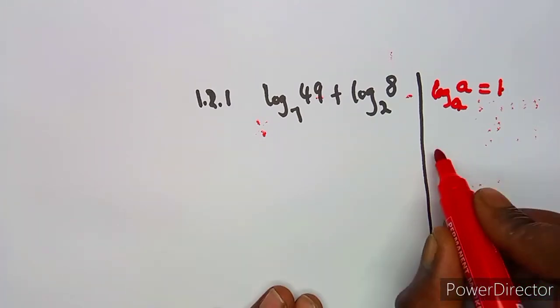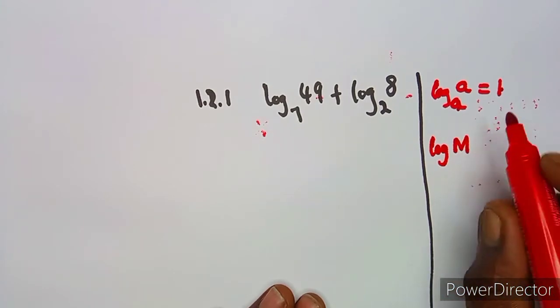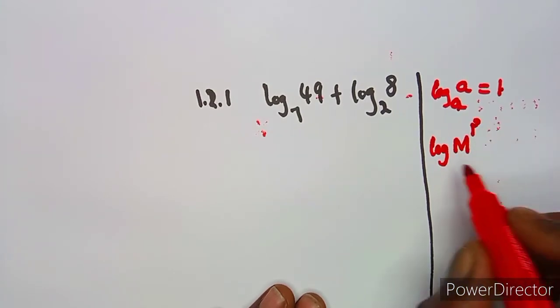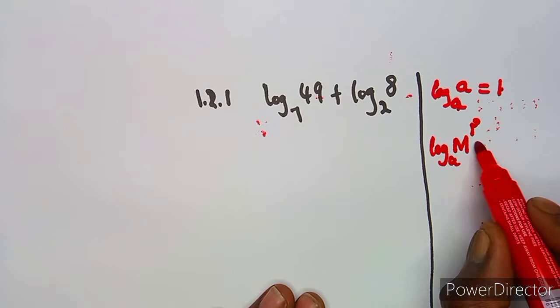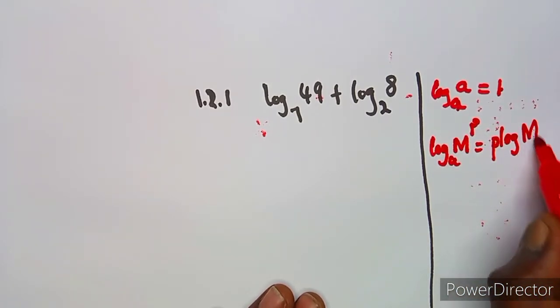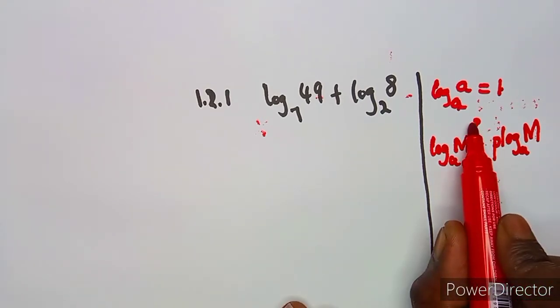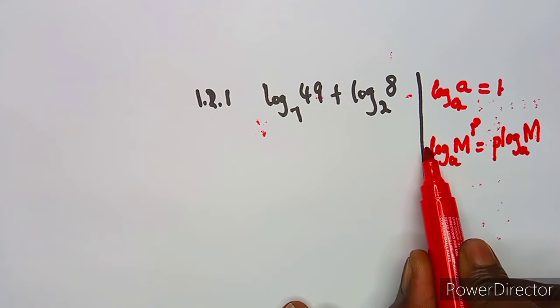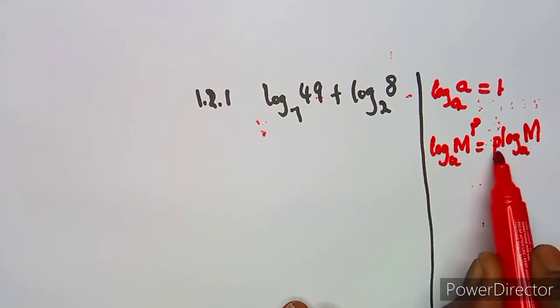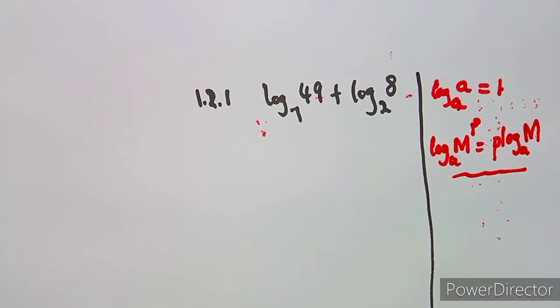This law is going to be accompanied by this law: log m to the exponent of p, let's say we are in base a, is going to give us p log m in base a. So what does that mean? If you are given an exponent, you can drop the exponent to multiply the log by that exponent. These two are the same. So let's try and apply these two, guys, to simplify this.